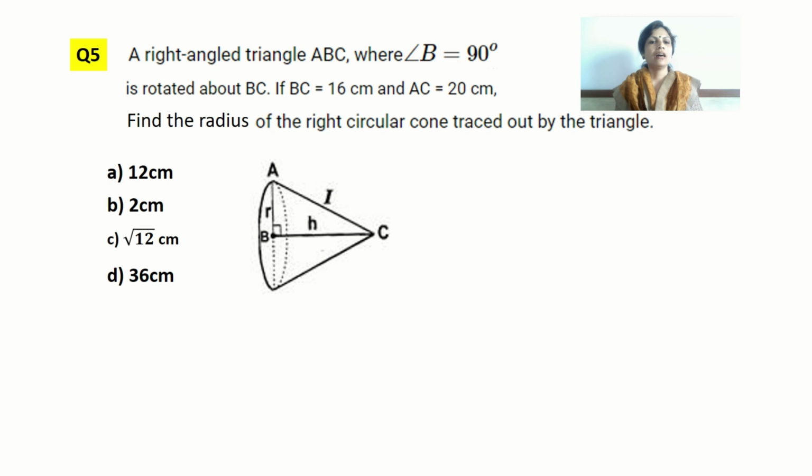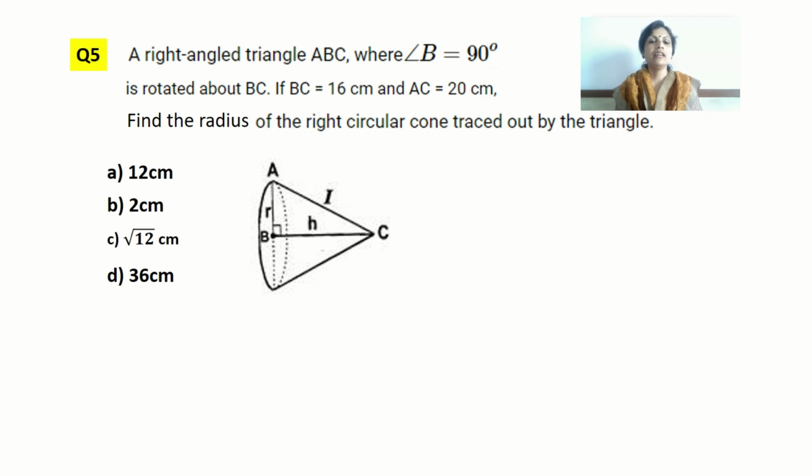Look at this. A right angled triangle ABC where angle B is 90 degree. Just observe the figure. ABC angle B is given as 90 degree. It is rotated about BC. When you rotate it about BC, BC is given to you as 16. AC is given to you as 20.